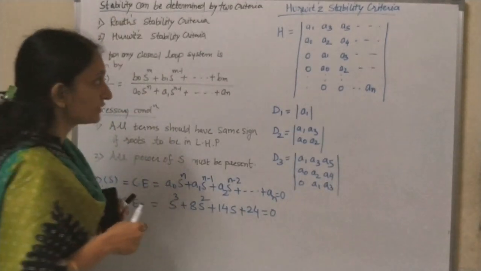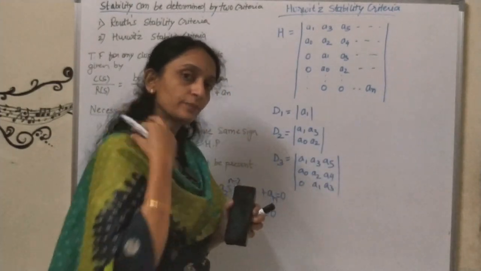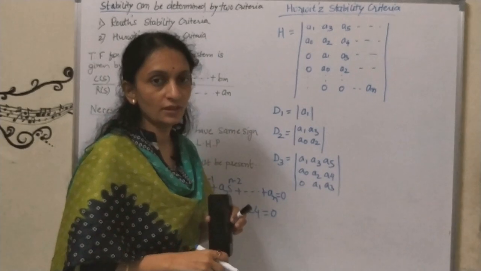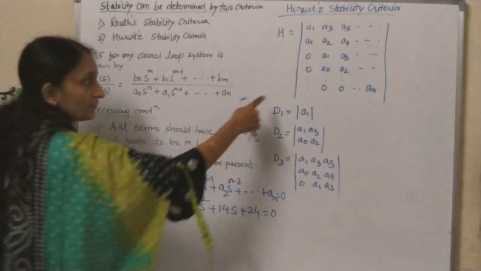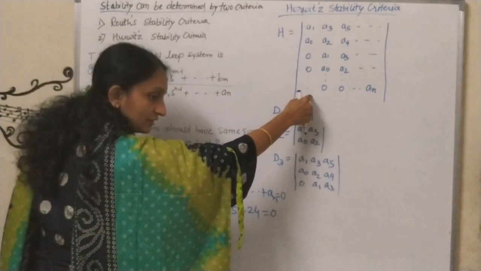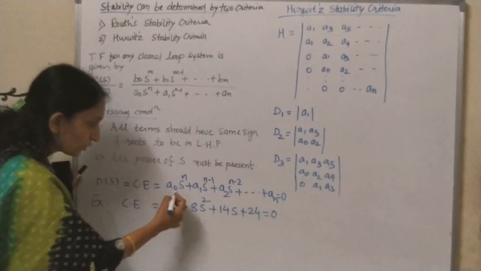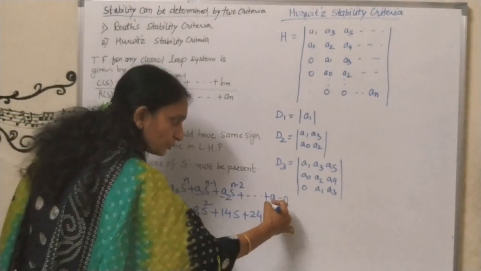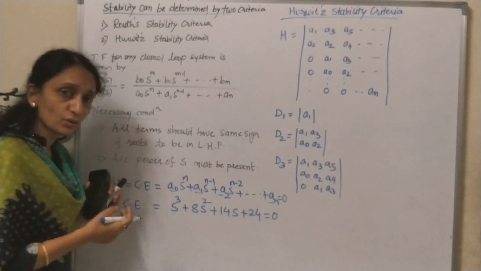Okay, now look at this. This is Hurwitz stability criteria, or this is called Hurwitz determinant. It depends on the characteristic equation. Look at this. I have obtained this Hurwitz determinant from the characteristic equation. This is actually a0, a1, a2 up to an. Okay, these are constants, or these are coefficients.